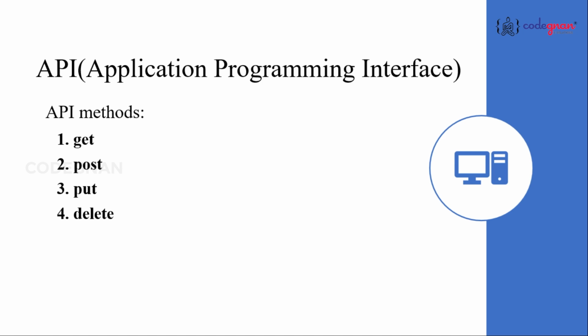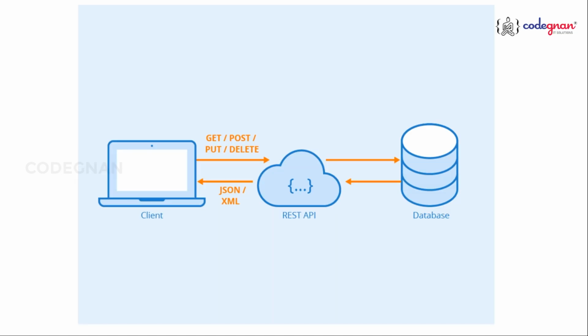HTTP methods like get, post, put, delete look like this: this is our client, where we are asking for some information. This API will contact the database, whatever information it has, they provide it, and that is written in the format of JSON or XML.